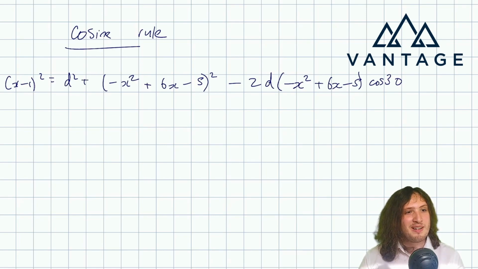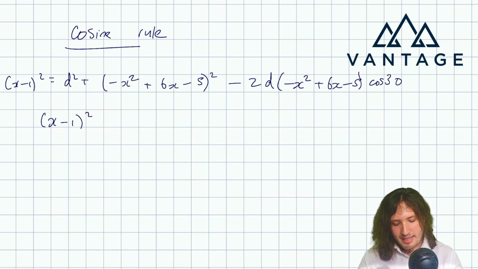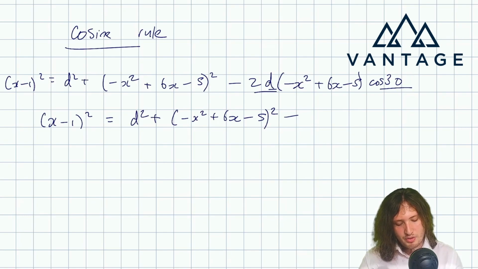So I guess bizarrely, this thing is secretly a quadratic in d. Yes, the coefficients are in terms of x, but if we're taking the perspective that we want to find d in terms of x, this is a quadratic in d. So we've got (minus x squared plus 6x minus 5) all squared. And 2d times root 3 over 2 is going to be minus root 3 times d times (minus x squared plus 6x minus 5).